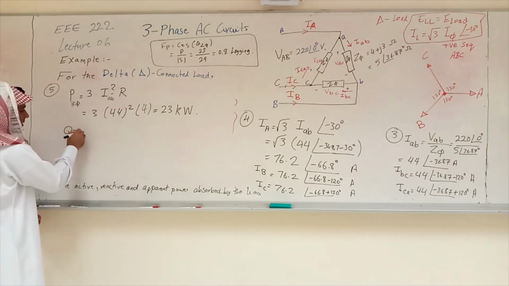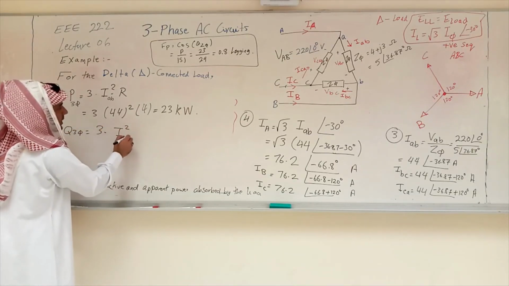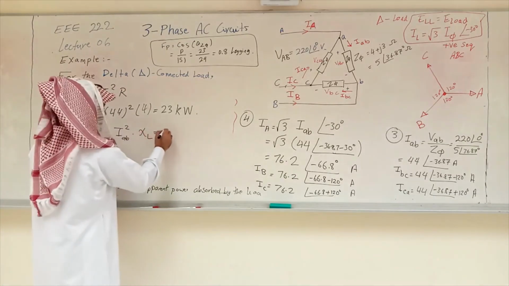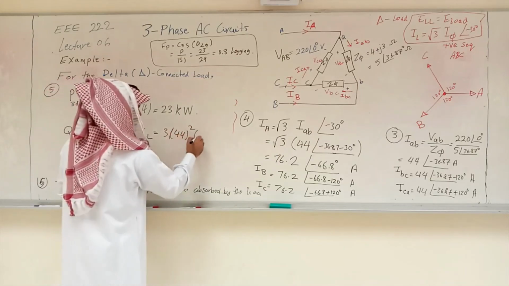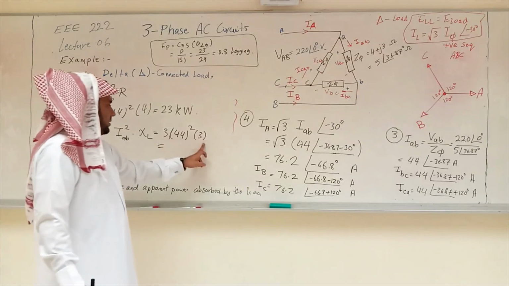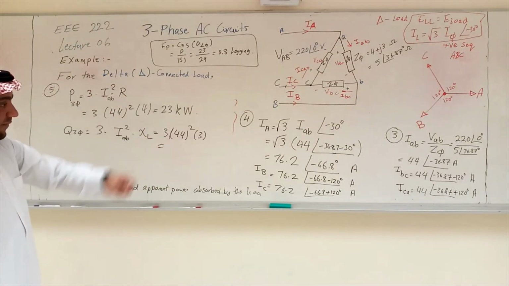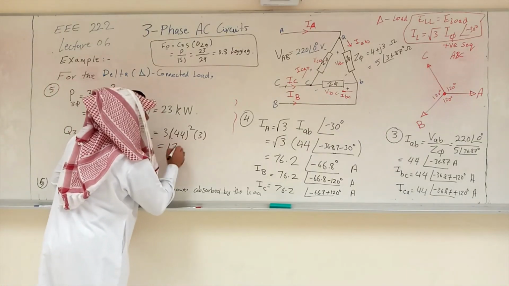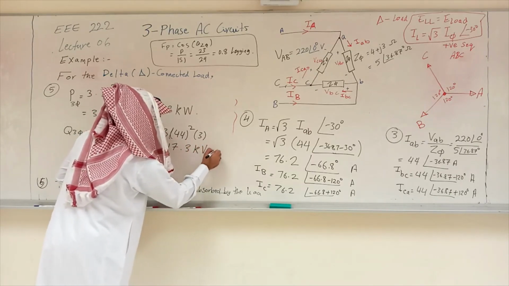Q 3-phase is 3 times I square, again it's the load current, times XL. So this is going to be 3 times 44 square times 3. You should get something here like 3 times 3 is 9, 44 times 44 is, we're talking about 17.223, let's say, kilo var, right?